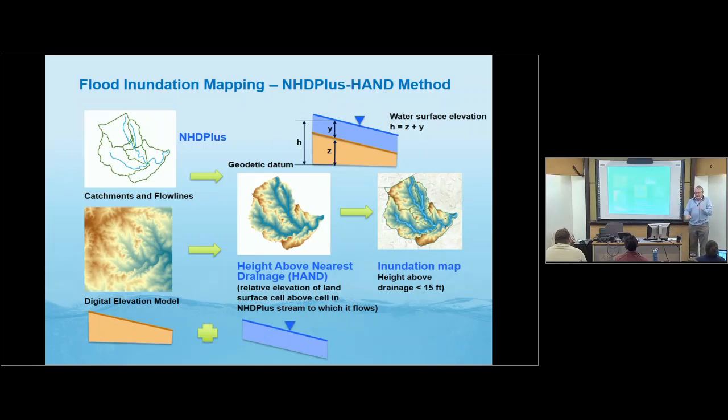And we can do that for every increment of distance. And so we did that in 1 foot increments for the whole continental US, 3 million miles of streams and rivers.